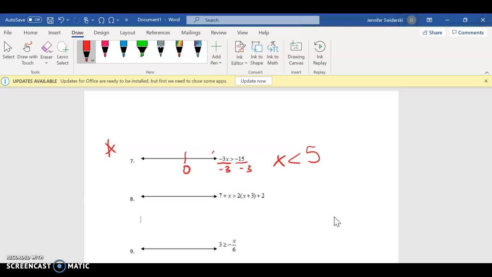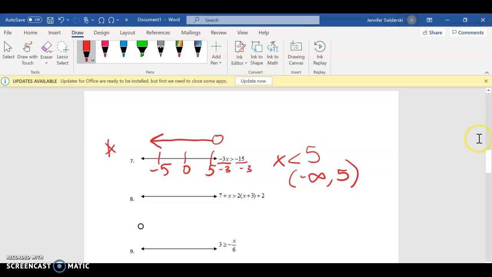We have 0, we have 5, we have -5. x is less than 5. So here's my 5, right? Circle, is it open or closed? Open. And since I flipped my sign, it's going to the left. So interval notation for that is negative infinity to 5 in parentheses.